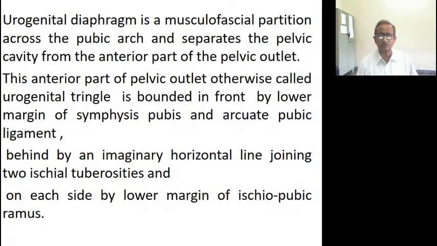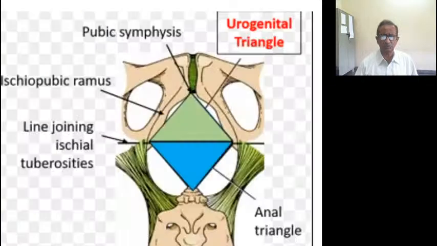This anterior part of pelvic outlet, otherwise called urogenital triangle, is bounded in front by the lower margin of the symphysis pubis and arcuate pubic ligament, behind by an imaginary horizontal line joining two ischial tuberosities, and on each side by the lower margin of the ischiopubic ramus. So here in front it is the urogenital triangle, the upper one, and the lower one is the anal triangle. This urogenital triangle is bounded in front by the pubic symphysis, posteriorly by the line joining the ischial tuberosities, and on either side by the ischiopubic ramus.